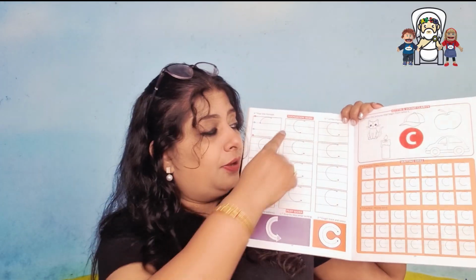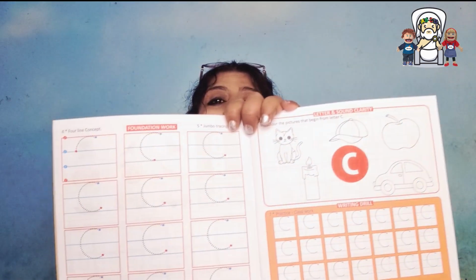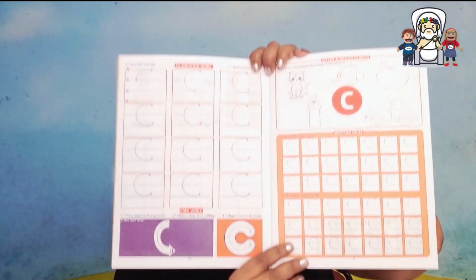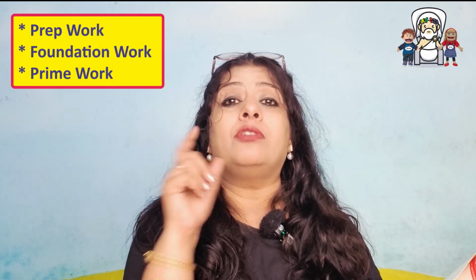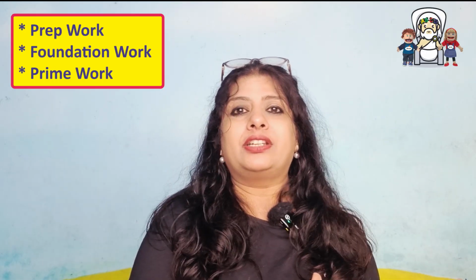And now let me just again share all the 3 activities that you can do for the letter C. So one is the prep work, foundation work, and the prime work. Only then go with the writing. So let me help you remember all the 3 types of work: prep work, foundation work, and prime work that you should be doing before giving them the regular tracing, whether you're doing it in nursery or junior KG.